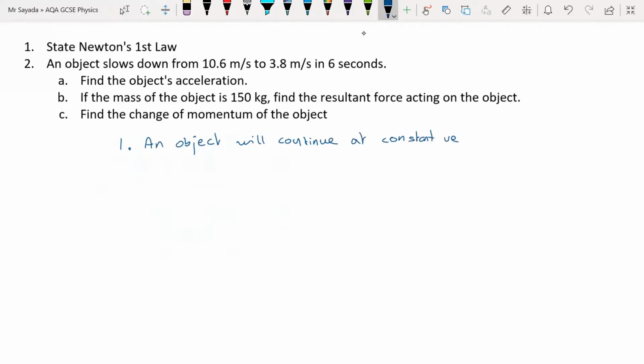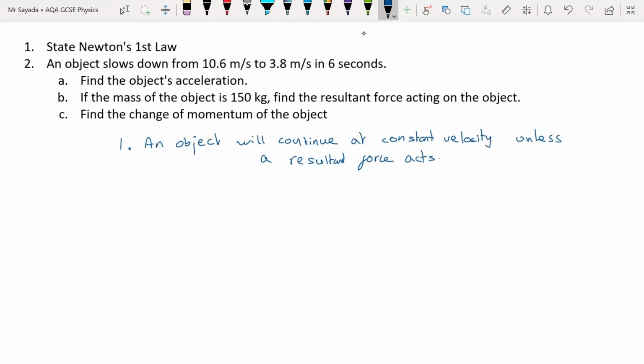Remember, velocity is what type of quantity? Say your answer to the video. You should have said that velocity is a vector quantity. So therefore, a constant velocity means a constant speed and a constant what? And a constant direction. So an object will continue at a constant speed in a constant direction unless a resultant force acts.